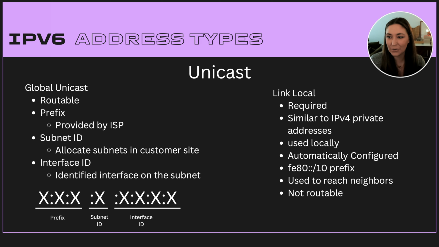And that's typically how these addresses are made. And then we have a link local address. Every IPv6 host is going to have a link local address. It's very similar to an IPv4 private address. It's used locally. It's not routable. It is required. It's automatically configured. And if you see the prefix FE80, that would indicate it being a link local address. And it's used to reach neighbors. So a lot of neighbor communication happens between the link local addresses.